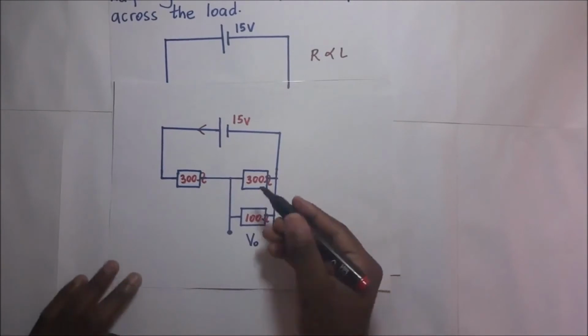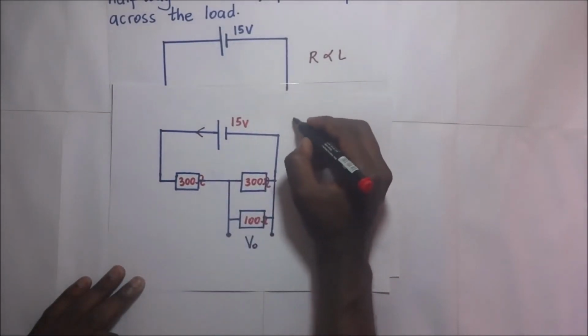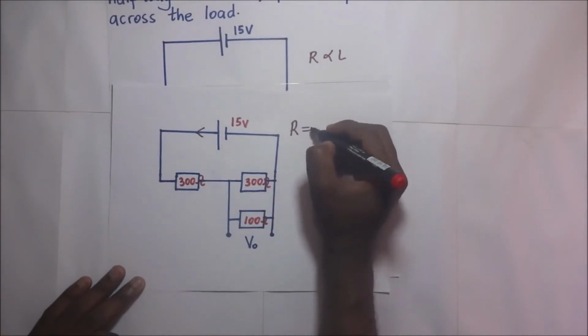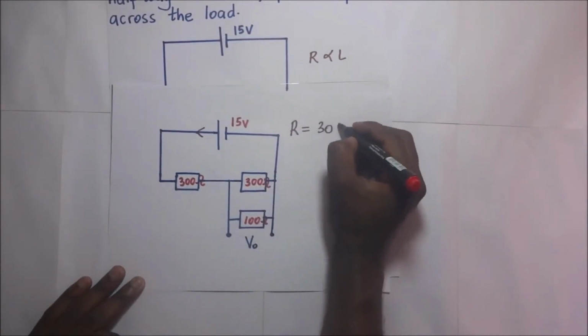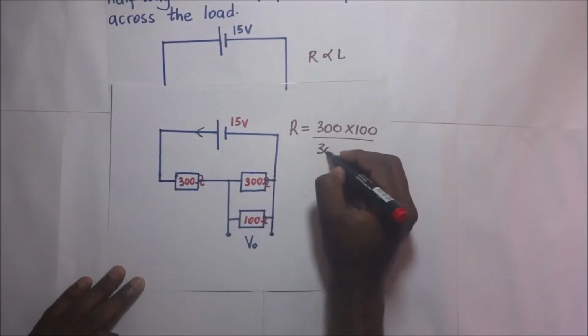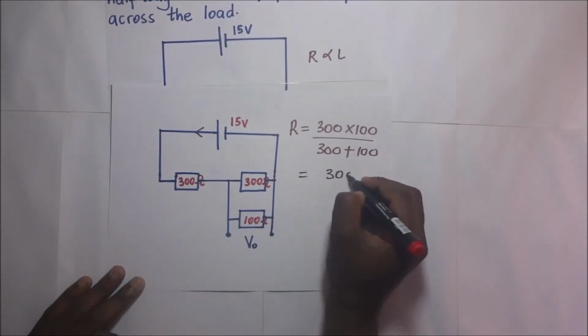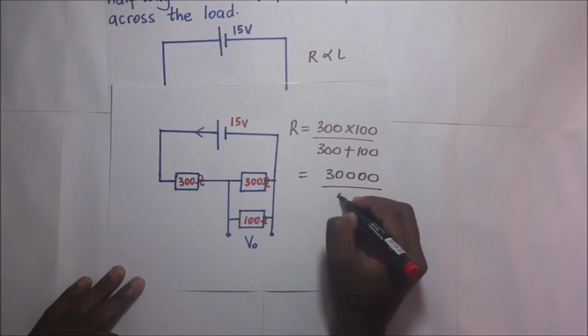To first find the effective resistance, let's get the effective resistance of this parallel combination. We know that the resistance of that parallel combination is going to be 300 times 100, divided by 300 plus 100. That is, divided by 400.